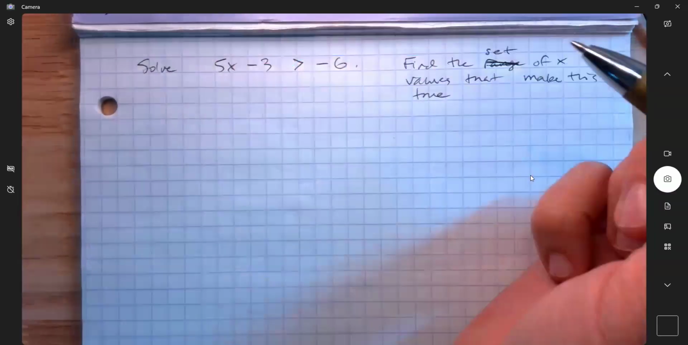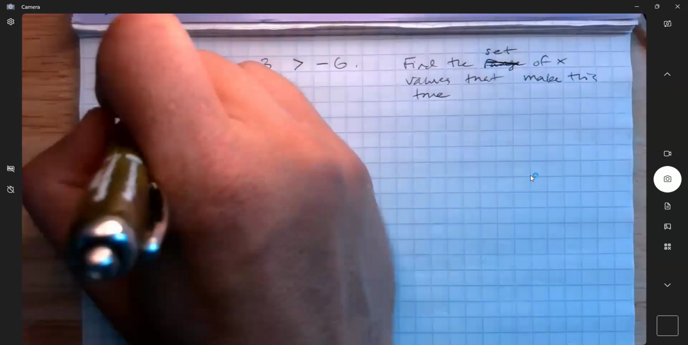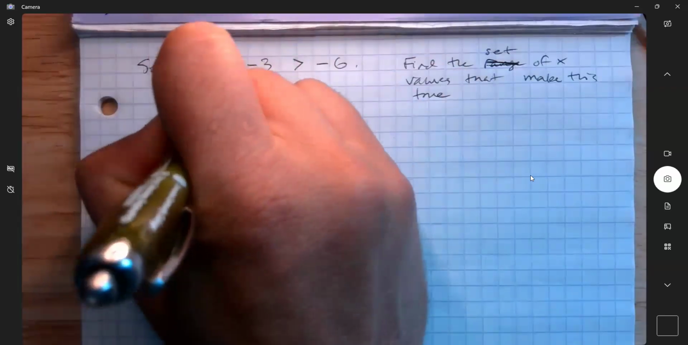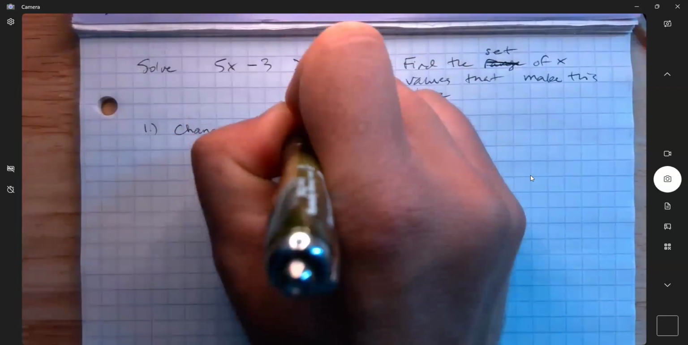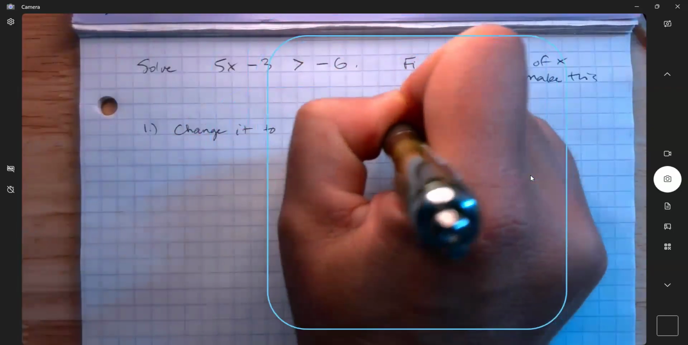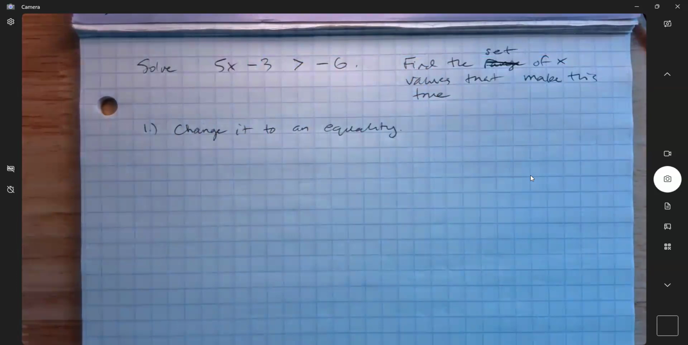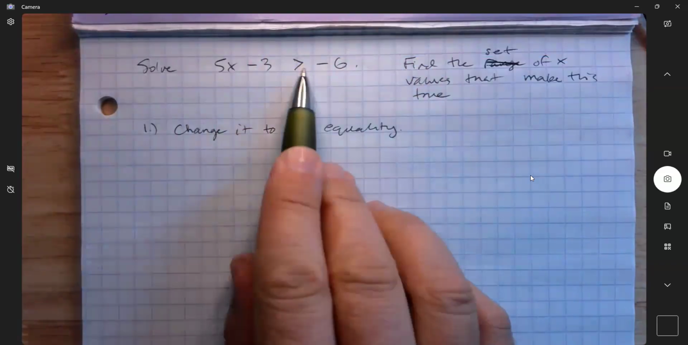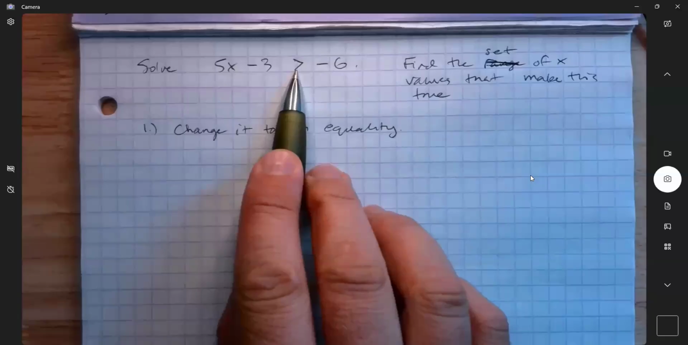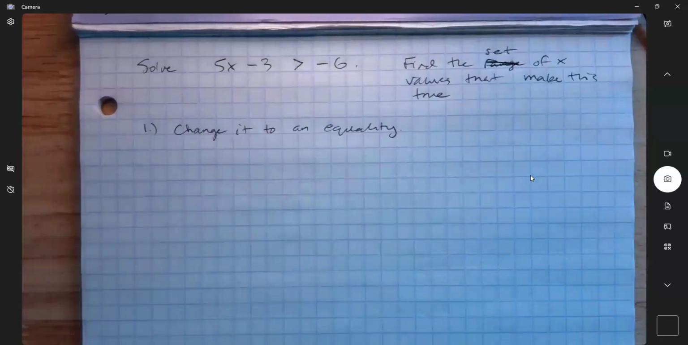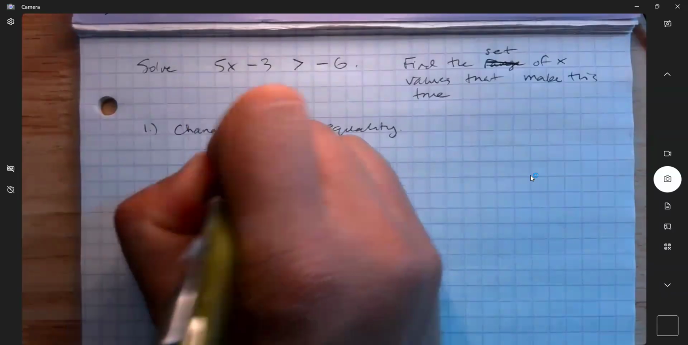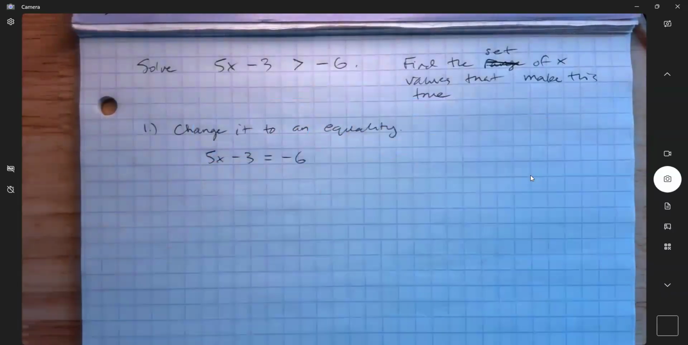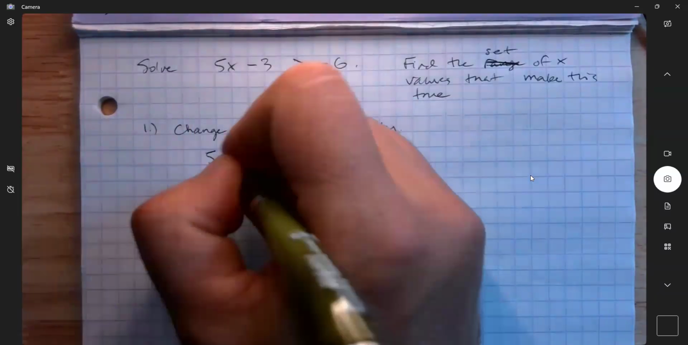There's a couple different ways to solve this, but my recommendation to you is first change it to an equality, because that's what we've been working on. You've been doing equalities so far, so why not use that skill? That way you're only adding a little bit more to your mathematical landscape instead of trying to start from scratch. So I'm going to solve 5x minus 3 equals -6. And I have the tools for that. That's a two-step linear equation.